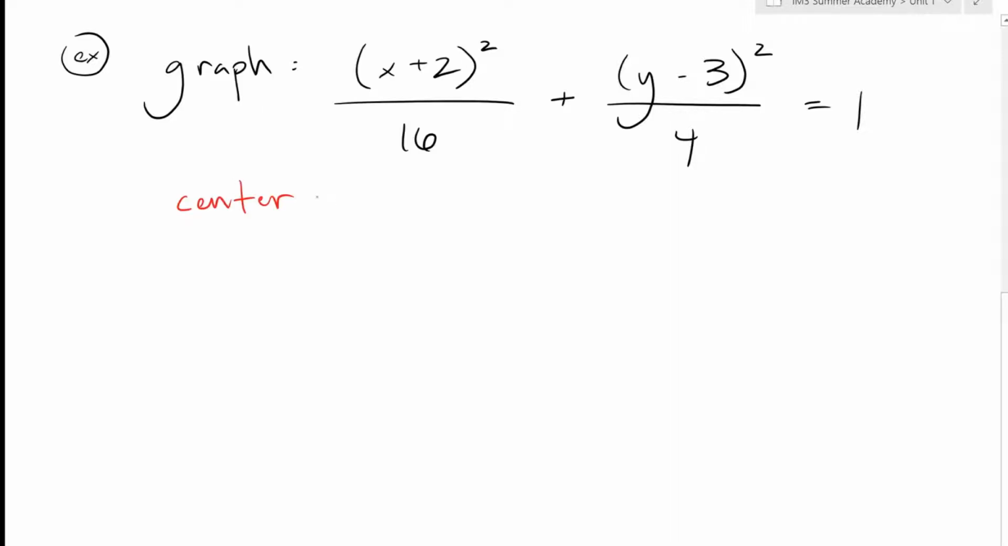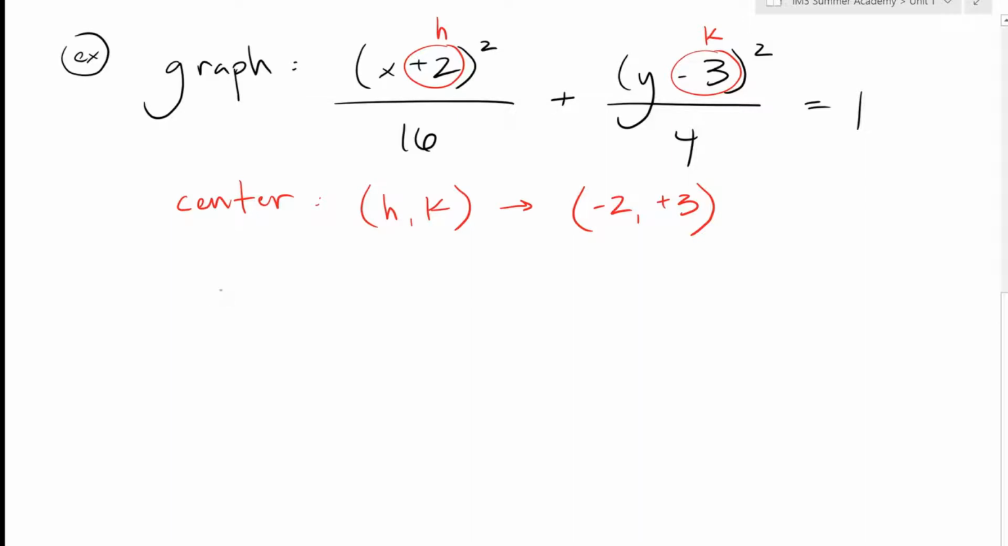The center is given by h, comma k. And remember, h is always connected to x, k is connected to y. Sometimes they flip the order, so we have to be careful. So here's the x, that's my h. Here's y, and there's k. But we got to flip those signs. So we have -2 and +3. That's my starting point.